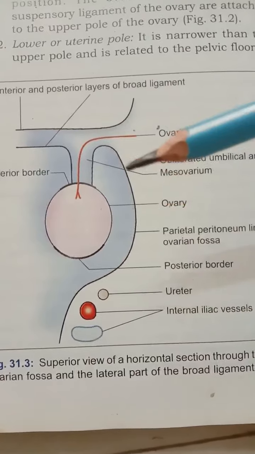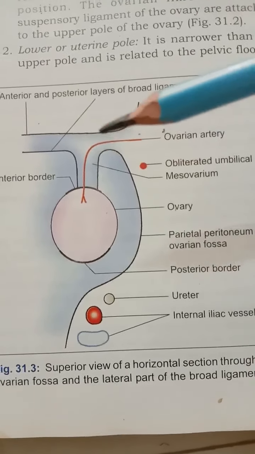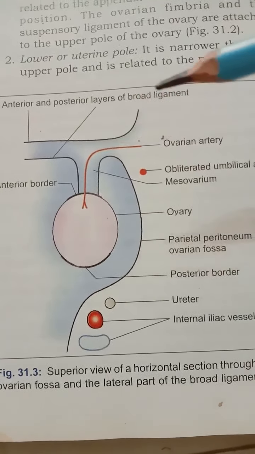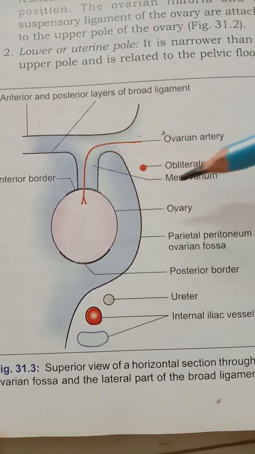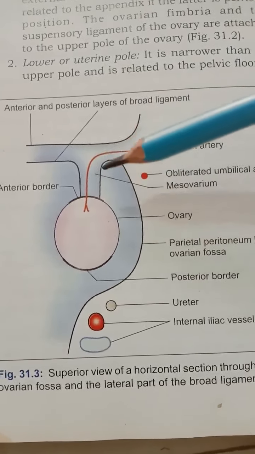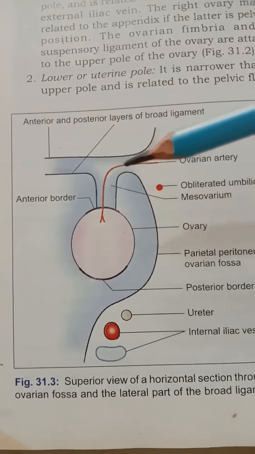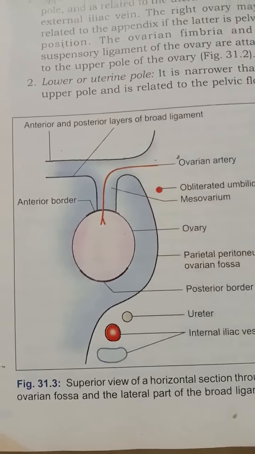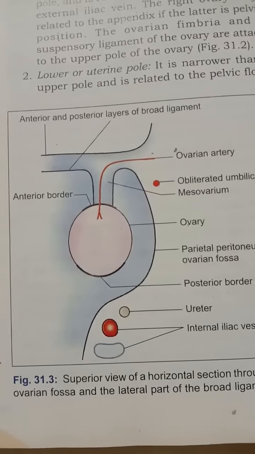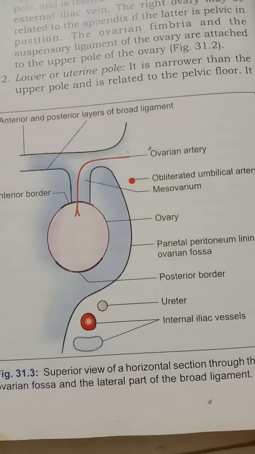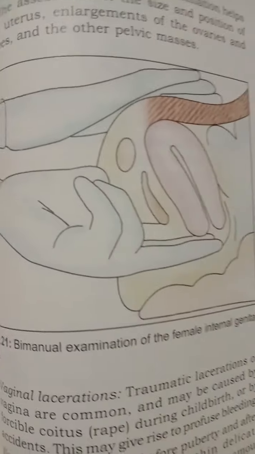Torsion of the ovary may occur due to an abnormally long mesovarium. Here you can see the mesovarium and the suspensory ligament of the ovary. That is called ovarian torsion. Then the prolapse of the ovary. For this we can see another diagram, the prolapse of the ovaries.